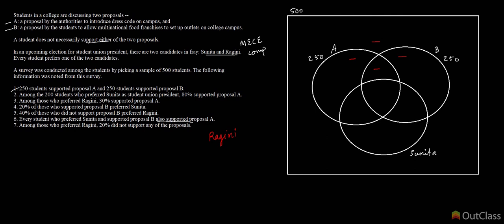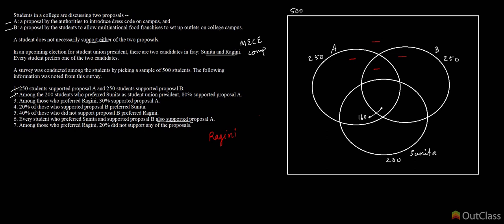Among the 200 who supported Sunitha, Sunitha has a total support of 200 people. 80% supported proposal A. So inside Sunitha there are 4 regions. 2 of them support A, the other 2 do not support A. So those 2 that support A together add up to 80% of 200, which is 160. So I'm going to mark a 160 here. That's the second clue.